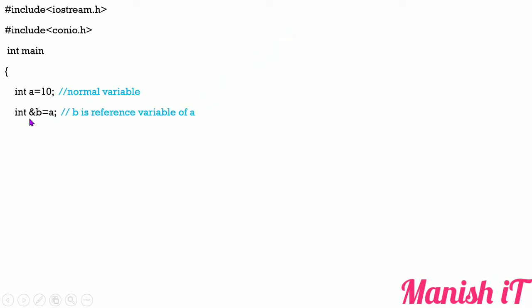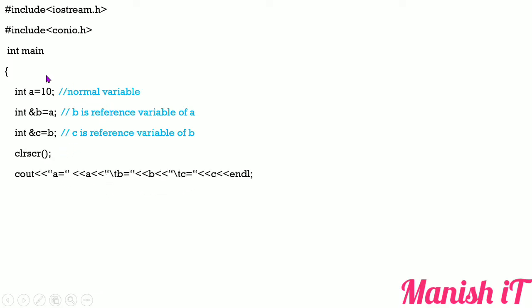Next is b. b is nothing but an alias of a. It is a reference variable of a. We can say it is an alternative name of a. And next one is c. That is also an alternative name, of b. So c is the reference variable of b. Next I have declared clear screen. Then I simply want to print all these values.